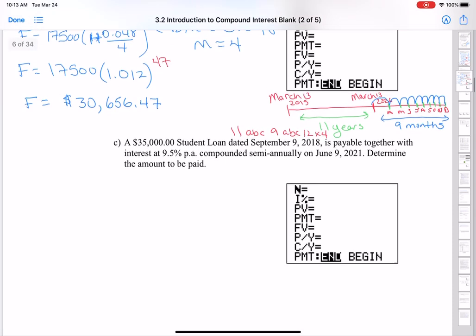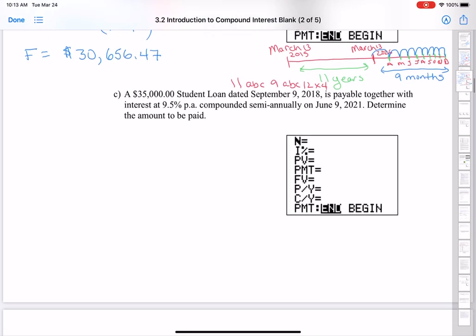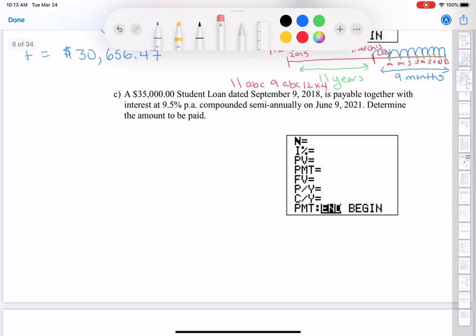Okay, let's try another one of those counting days again, or counting months. So it says a $35,000 student loan dated September 9th, 2018 is payable together with interest at 9.5% compounded semi-annually on June 9th, 2021. And notice that all of these examples are counting from the 9th to the 9th, so that in compound interest we can just count to the nearest month.